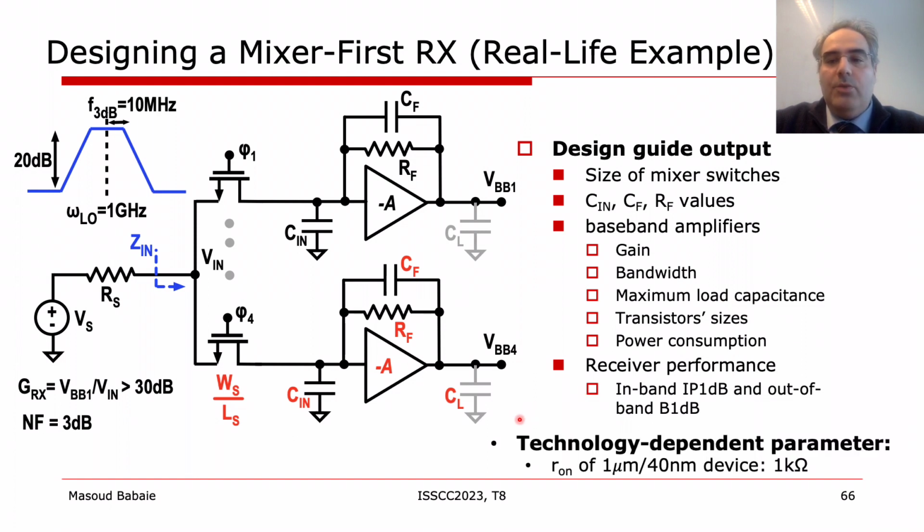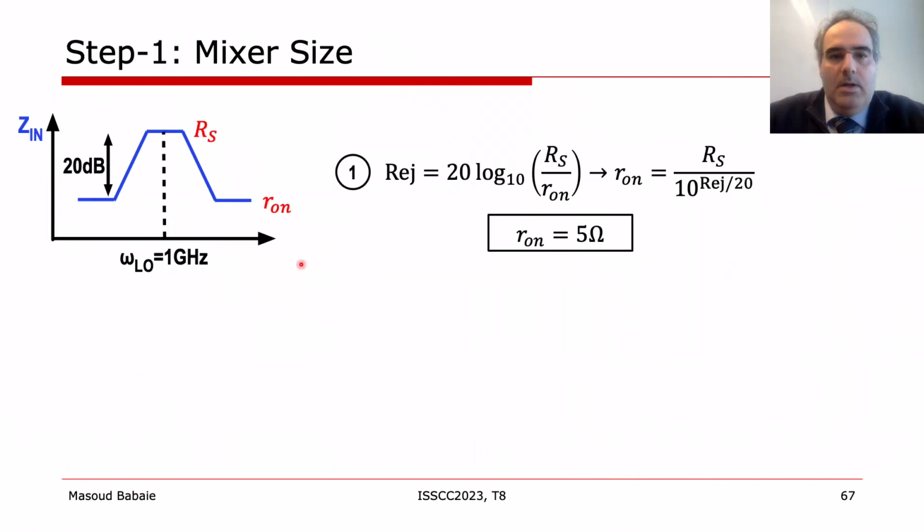To do so, we need to know one technology-dependent parameter. The on resistance of a 1 micrometer over 14 nanometer device is about 1 kilo ohm in 14 nanometer CMOS technology. We start the design by determining the mixer size. As discussed earlier, the in-band input impedance of the receiver is 50 ohm and it reduces to Ron at far-out frequencies. Consequently, the rejection at far-out frequencies can be estimated by 20 log of Rs over Ron. To achieve 20 dB of rejection, Ron should be below 5 ohm.